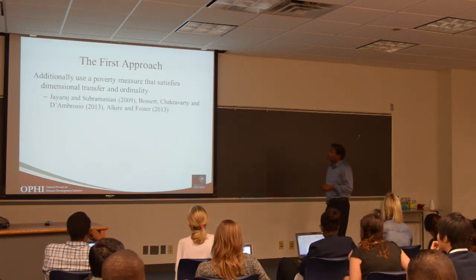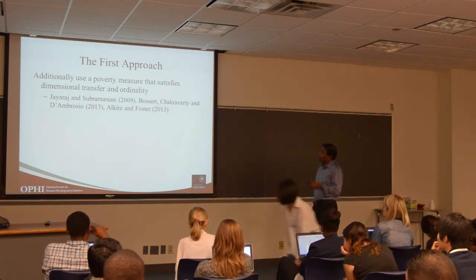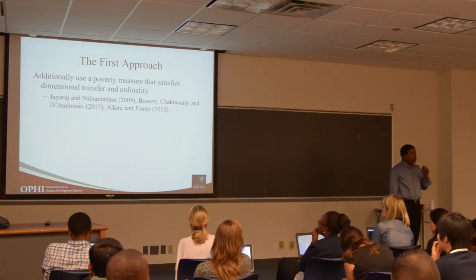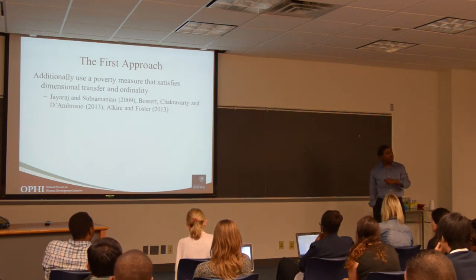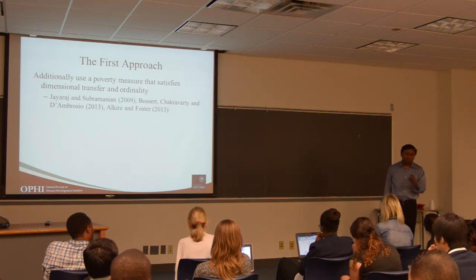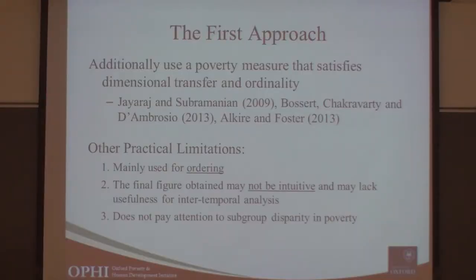So the first approach additionally uses a poverty measure that satisfies ordinality and transfer, and there have been various attempts to create such a poverty measure. So it goes beyond M0 in that sense. If you use this property, then you cannot do dimensional breakdown, but if you use M0 in addition to do dimensional breakdown, which poverty measure do you track? There could be practical limitations. This is mainly used for ordering, to rank different countries, and most of the time the intuition is lost. For example, in M0, you get a value of 0.5, then you break it down and see, okay, it was an intuition. Sometimes any of these poverty measures will give you a value of 0.469. Fine. But what does that mean? Intuition is lost. Mainly used for ordering.